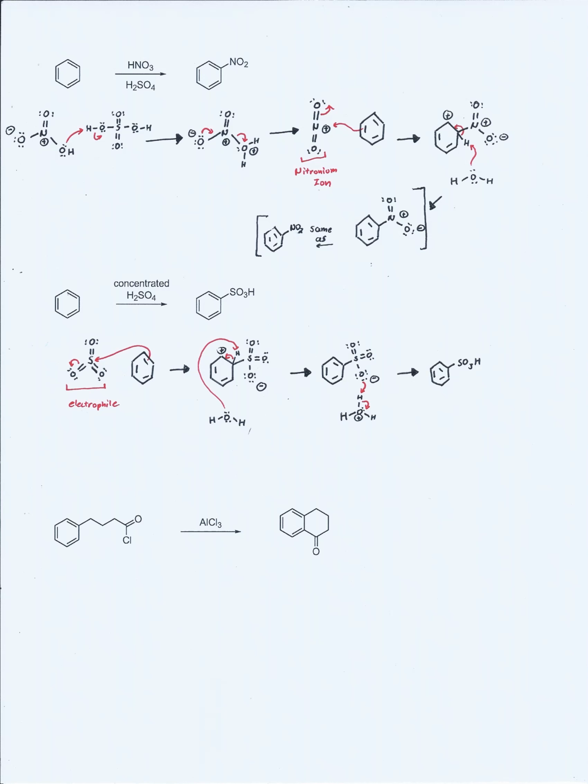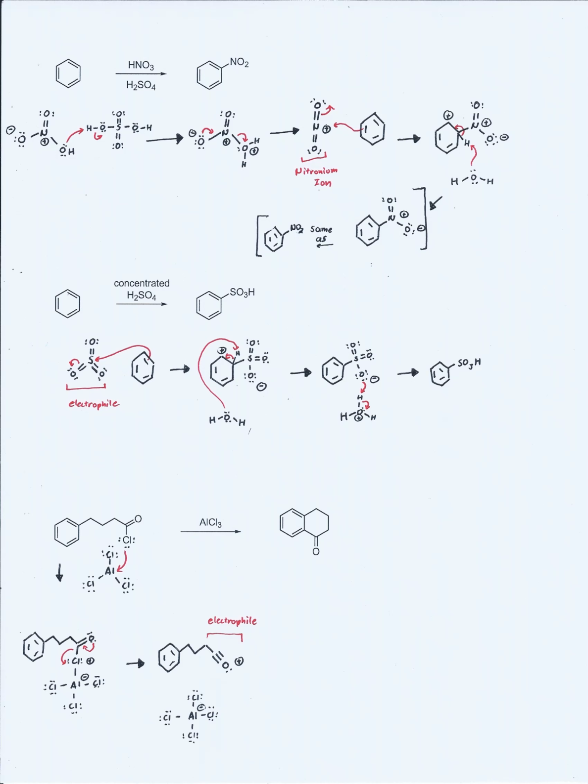For the next one, you need to see that you have an acid halide and AlCl3, which means that this is a Friedel-Crafts alkylation. For this one, you need to create the electrophile first. Even though you see the acid halide connected to the benzene ring, you still use the same steps. The Cl on the acid halide would attack the AlCl3.